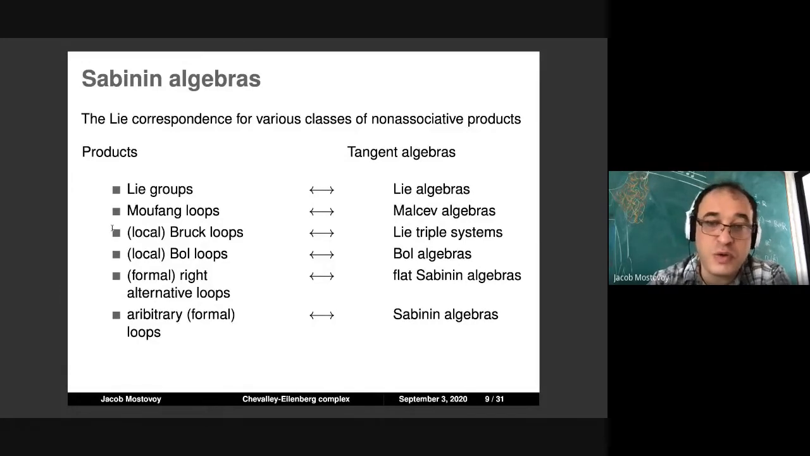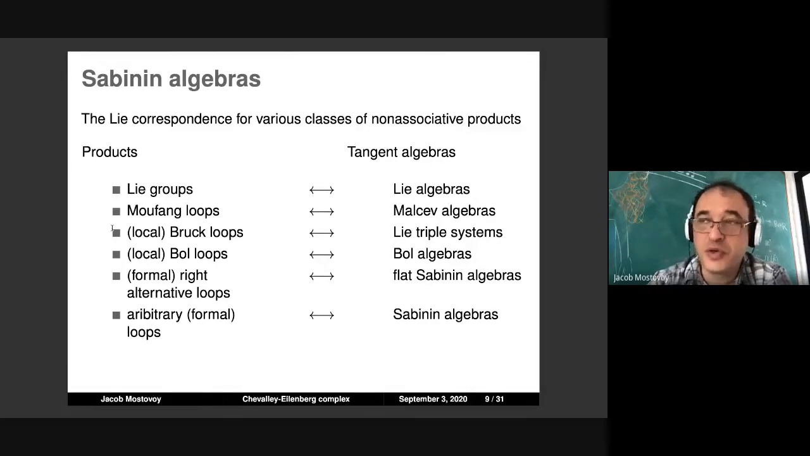So local Bol loops give rise to Bol algebras, then right alternative loops give something which is already general enough. And these are the flat Sabinin algebras. So the word flat here means that they come from a flat connection. It's not any other kind of flatness. So the top line of this table is a bit of a miracle.